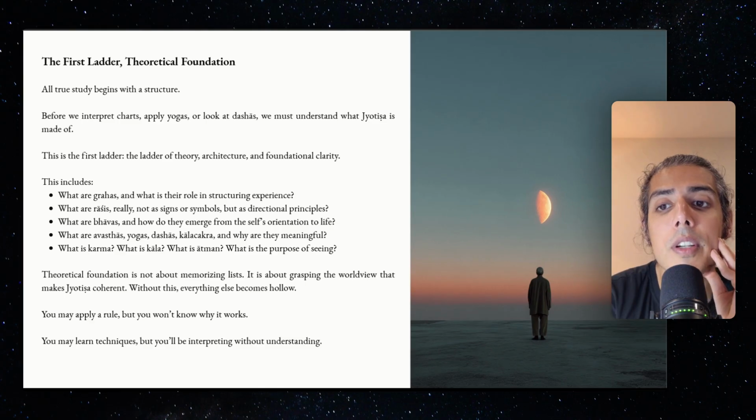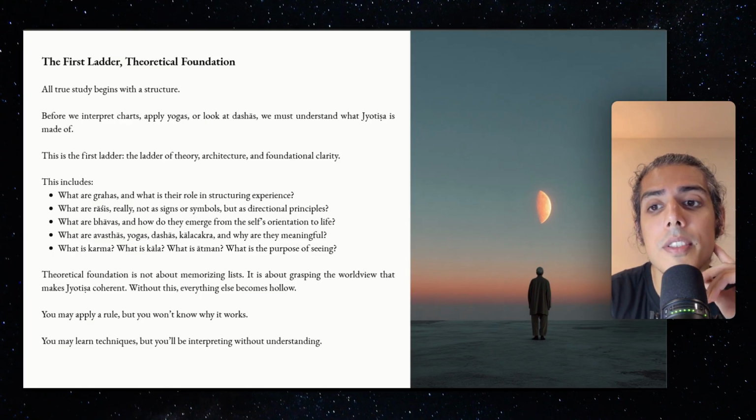So this includes what are grahas? What is their role in structuring experience? You want to ask more foundational questions. We want to ask what is Mars? We don't want to ask first what is Jupiter. We want to ask what is a graha itself. Why are they using the word graha? What is it implying? What is the philosophical implication of this word?